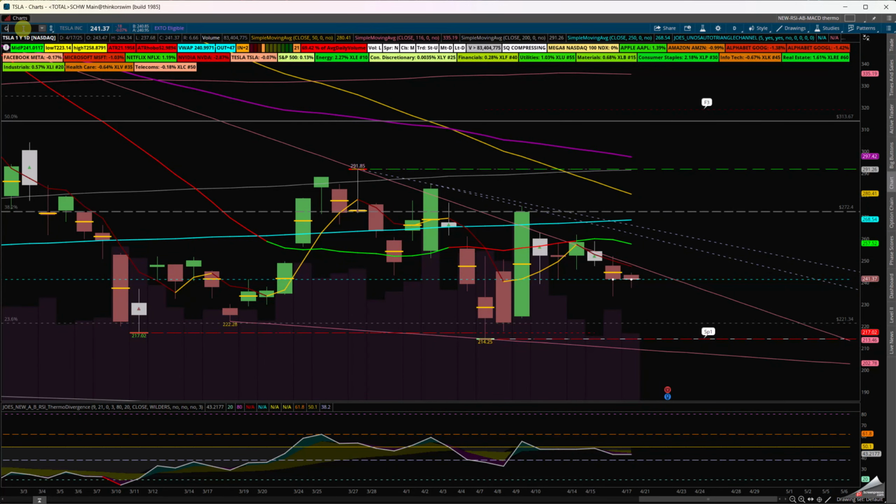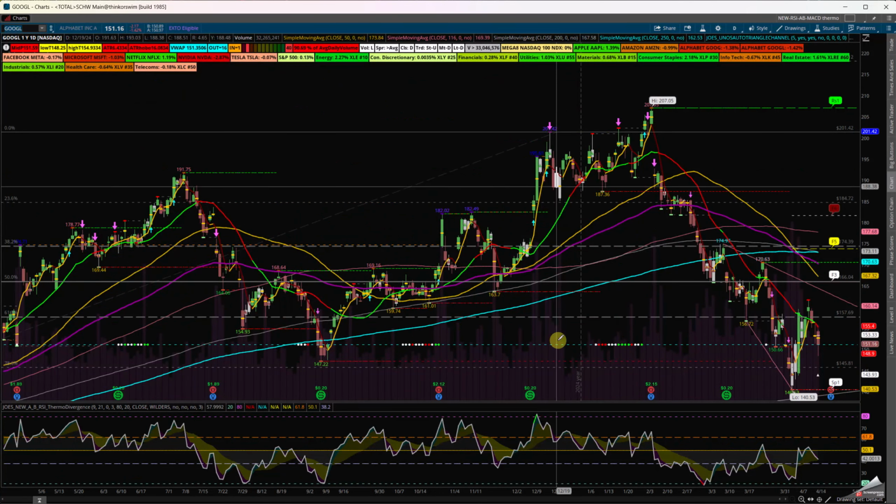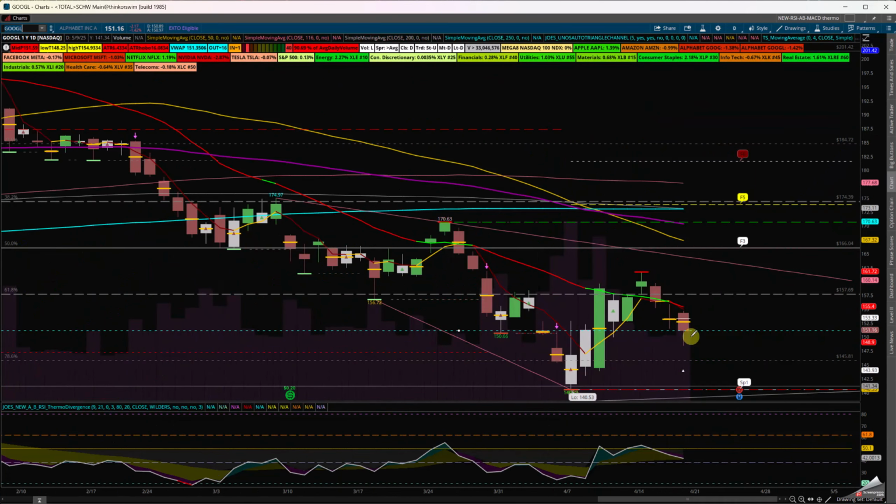Let's look at Google. I won't do Google, but I'll just show you one of the Alphabets. You can see we are in that downtrend channel. We are halfway. If I create a pitchfork from here to this range and come back up, we're holding this area of consolidation.